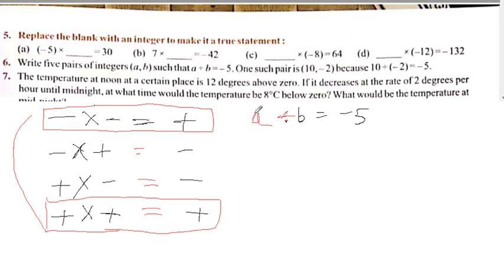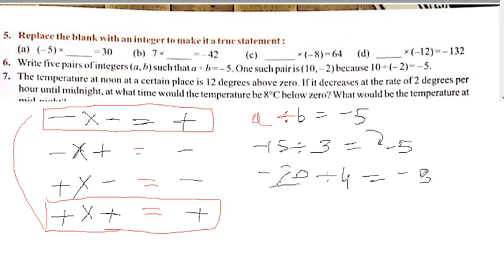So I am choosing a negative and b positive. Suppose I write here one integer, minus 15 divided by 3. So you see what you will get? You will get minus 5. Again I can write here minus 20 divided by 4. We will get again minus 5. And such pairs, we need to write 5 pairs.